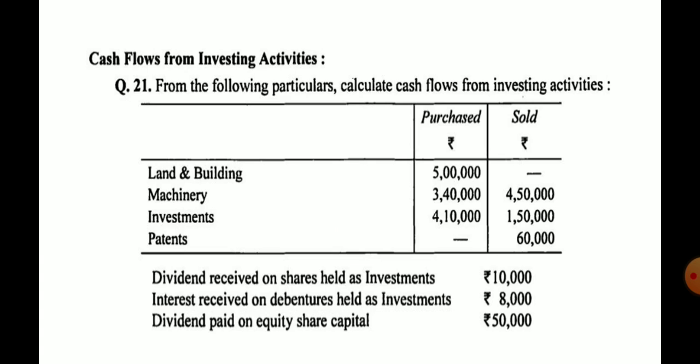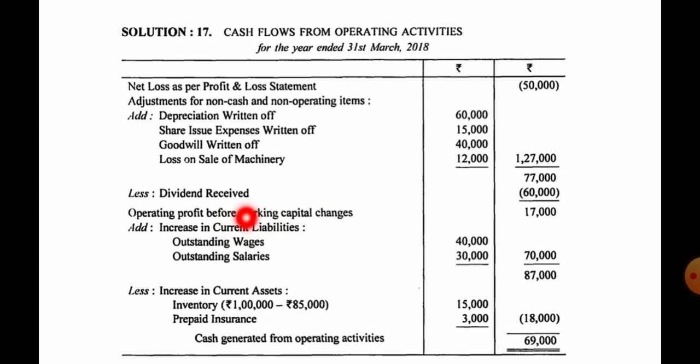Okay, so the total will be 77,000, and operating profit before working capital changes will be 17,000 because dividend is also less here. Add increase in current liabilities, outstanding wages 40,000 and outstanding salary 30,000, total 70,000, and less increase in current asset, inventory 15,000 and prepaid insurance 3,000. So it will be a negative balance. Now cash generated from operating activity is 69,000.